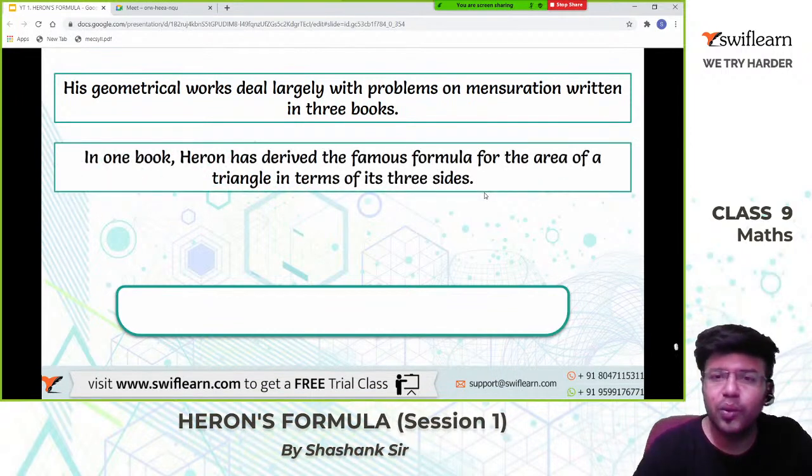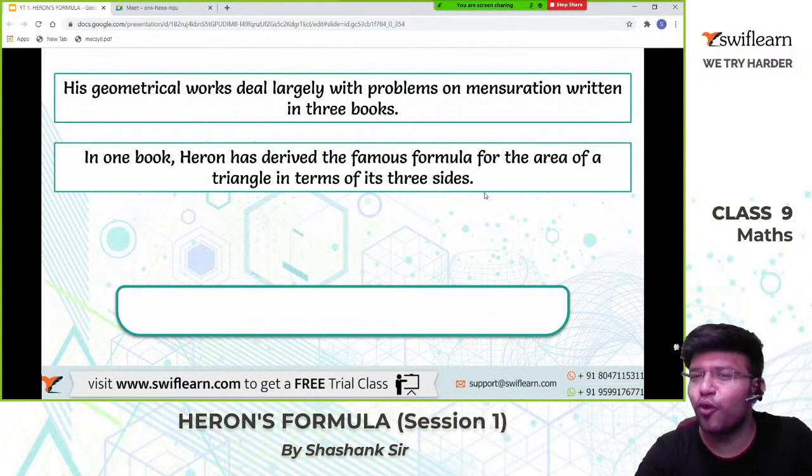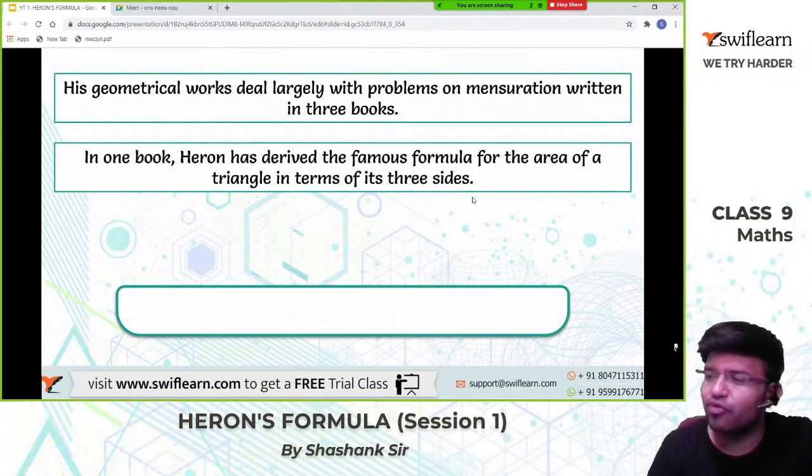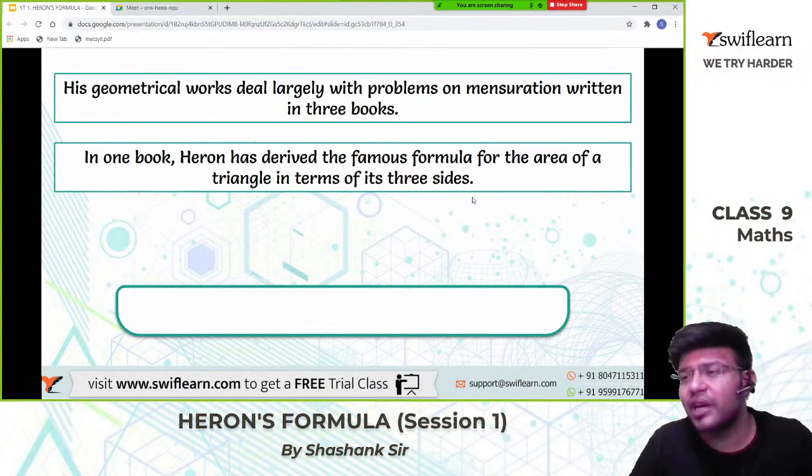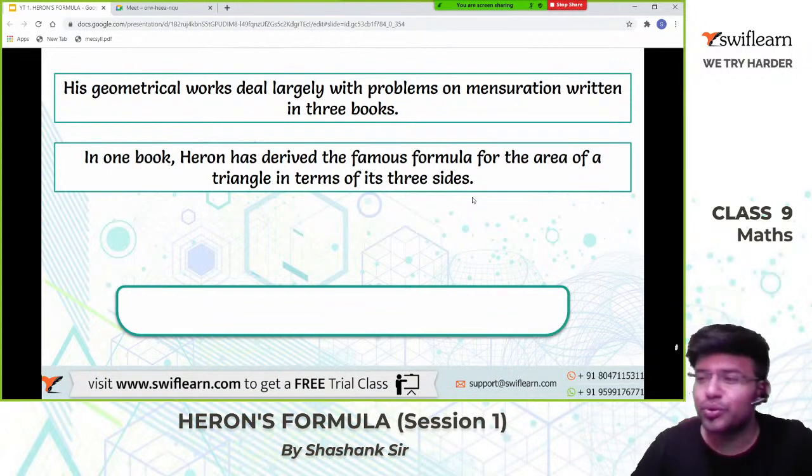In one book, Heron has defined the famous formula for area of a triangle in terms of three sides. To find the area of a triangle, what did we need? We needed the base length and the height of the triangle, and we used half base into height. But what if height is not known? What if all the sides are known? Can we still find the area of a triangle? Yes, we can. That is what Heron used and derived the formula.